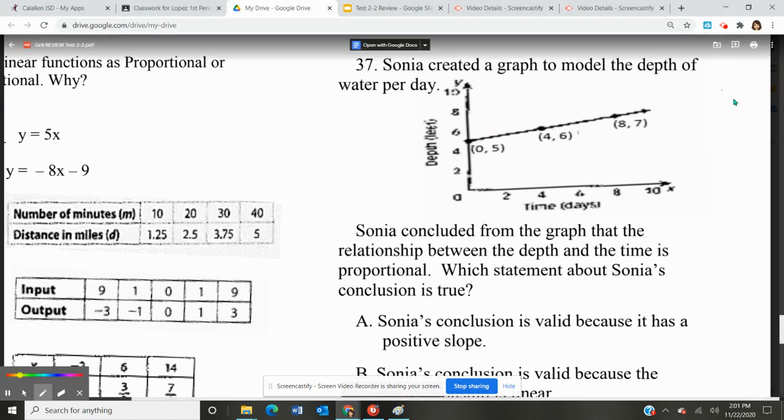Well, for starters, looking at this equation, in order for it to be proportional, it has to go through the point 0, 0. This equation does not go through the point 0, 0, so that means this is non-proportional.